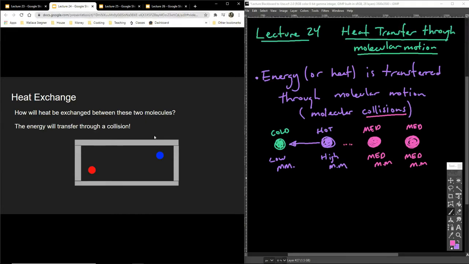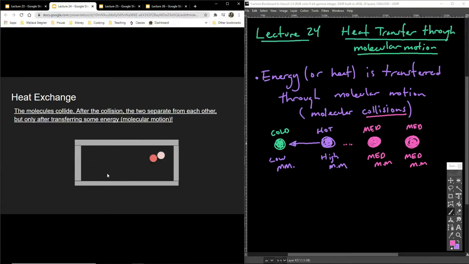Now, how is heat going to be transferred between these two molecules? Well, energy is transferred through a molecular collision, through molecular motion. So the energy from this molecule will transfer to this molecule through a thing called a molecular collision. It's going to bounce around inside the box, and eventually, just like a pool ball, a billiard ball, they'll eventually collide with each other. So that's what's happening here.